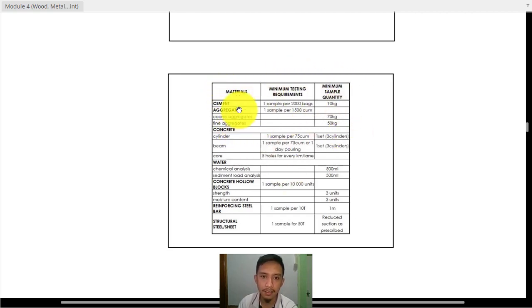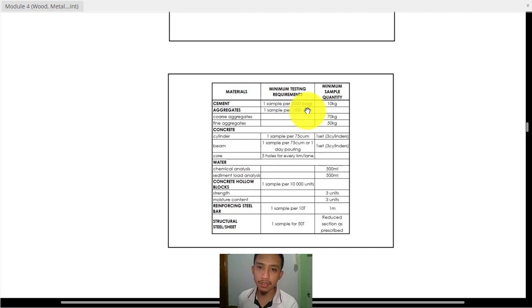For aggregate, that depends on the type of aggregate. We have the coarse and then fine. The minimum testing requirement for this type of material, aggregate, is one sample per 1,500 cubic meters. CUM stands for cubic meter.